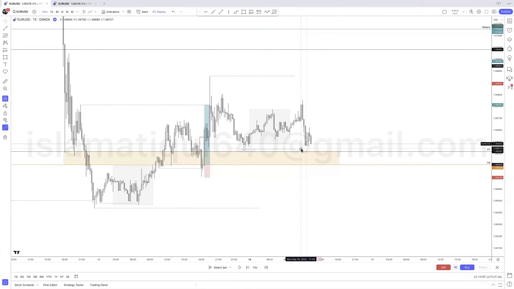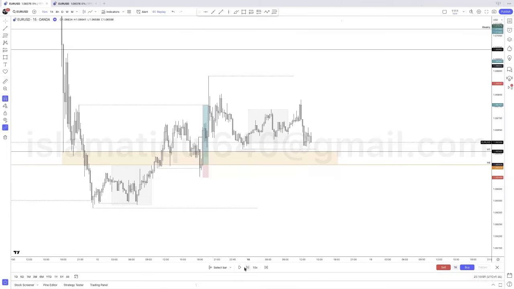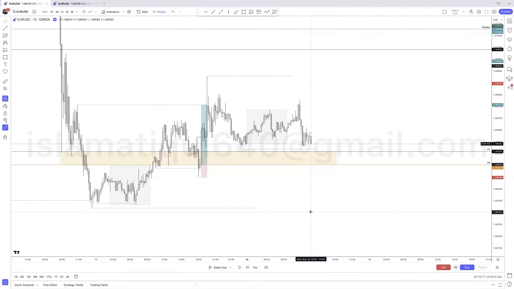More liquidity. Can you say more liquidity getting built up? Okay. Yeah, it's almost 2 p.m. Let's wait for the New York kill zone or the New York session.